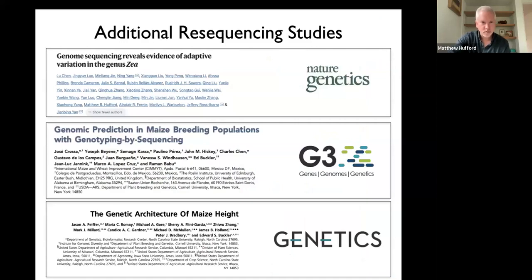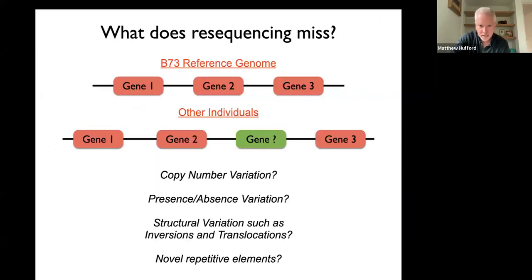Lots of other folks have too, all the way up till very recent papers. This genome sequencing reveals evidence of adaptive variation in the genus Zea that was published in Nature Genetics just this last year. And then other quantitative genetic studies where they've looked at the genetic basis of various different traits, including, for example, maize height or maize flowering time. Lots of studies out there where people have mapped reads from a lot of individuals back to the B73 reference and made important discoveries. But it's not all there in B73.